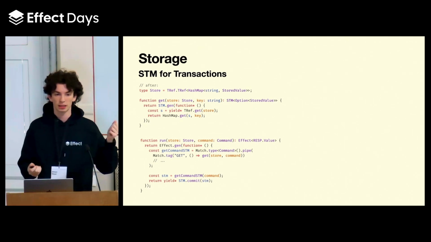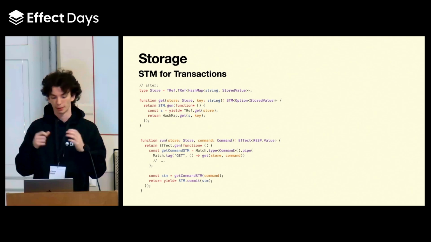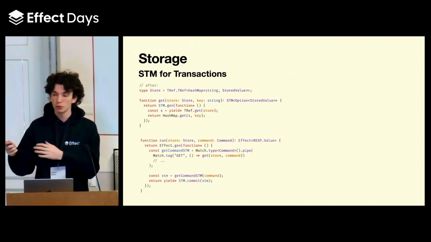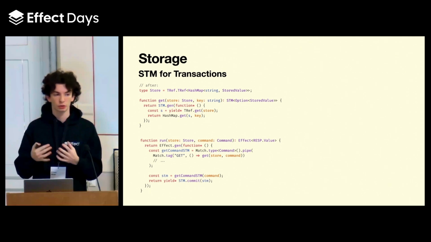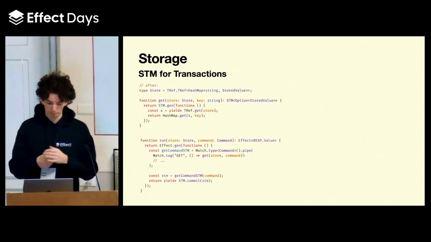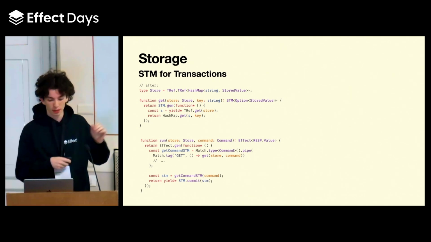And so we get back an STM, which represents the update to the TRef, but we haven't actually committed it yet. It's like an effect that you haven't yielded yet. And so then we can use stm.commit, and that returns an effect that represents actually running and committing that transaction.